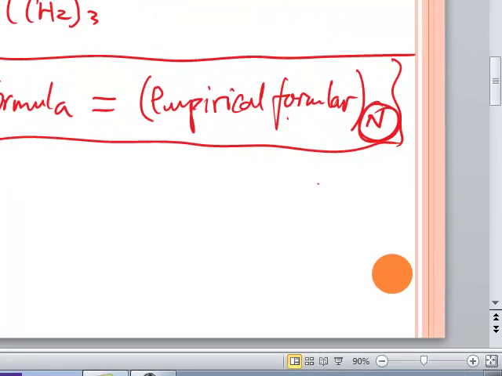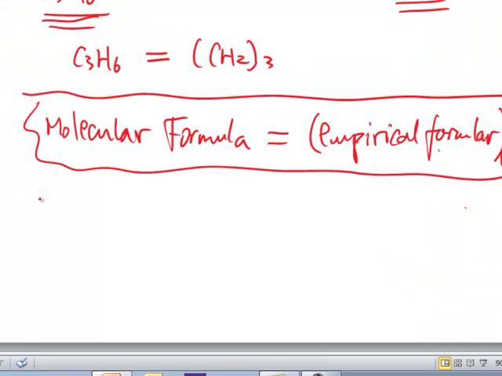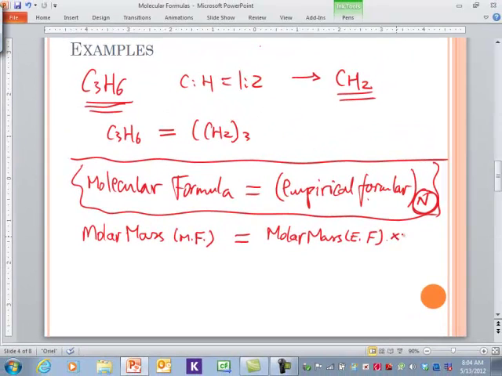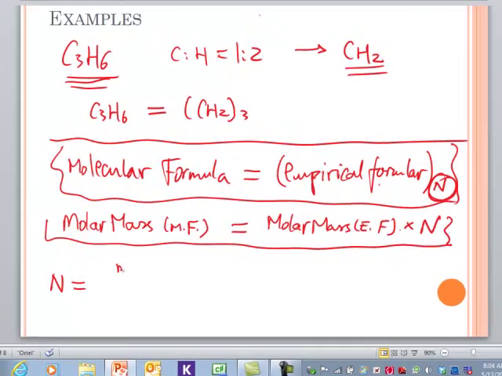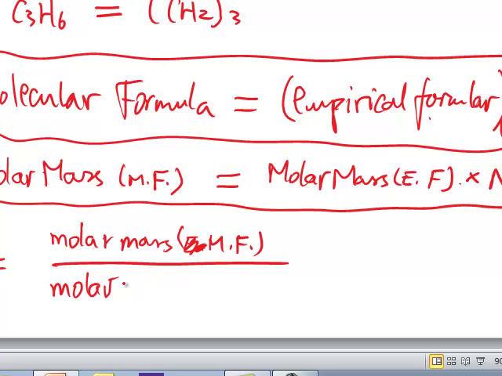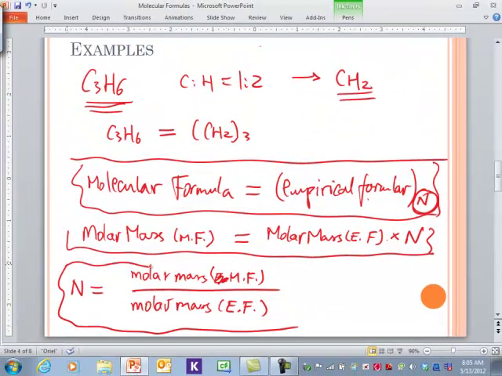And here comes the next step. If the molecular formula equals the empirical formula times n, then the molar mass of the molecular formula will equal the molar mass of the empirical formula multiplied by n. And that only makes sense. And from here, n can be readily calculated by the ratio between the molar mass of the molecular formula divided by the molar mass of the empirical formula.